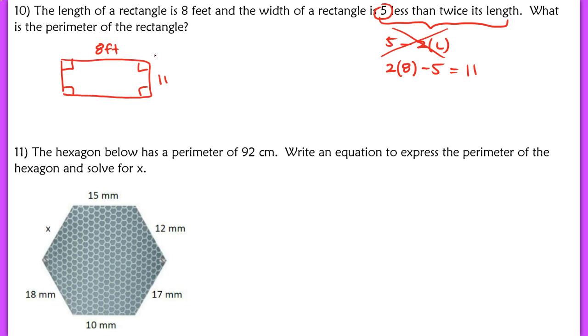So if we want to find the perimeter of this rectangle, remember we have to double 8, and we have to double 11. We would take 2 times this amount and 2 times this amount because they have 2 sides that are the same. So that's just a shortcut instead of adding 8 plus 8 plus 11 plus 11. So we have 16 plus 22, which gives me a total perimeter of 38 feet.